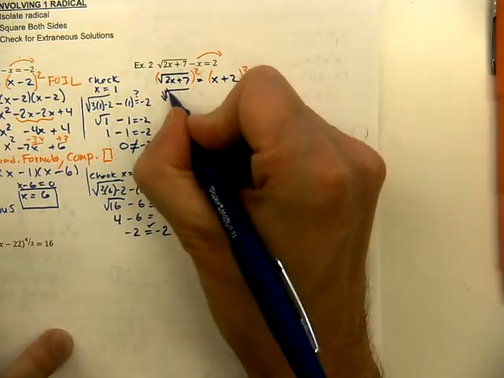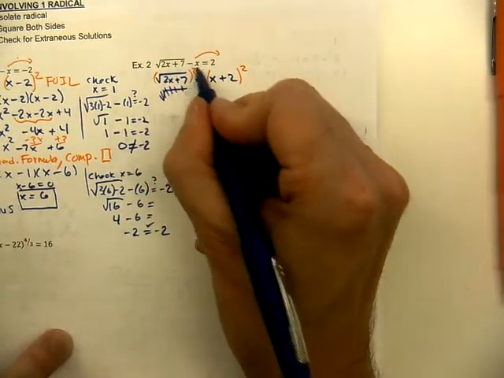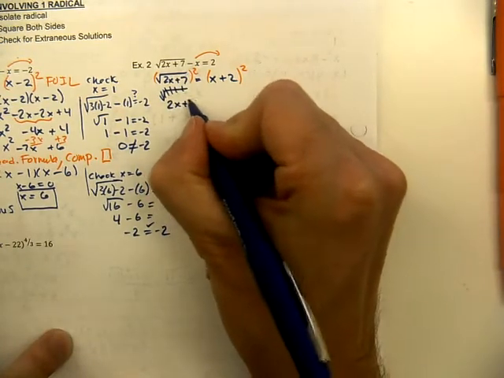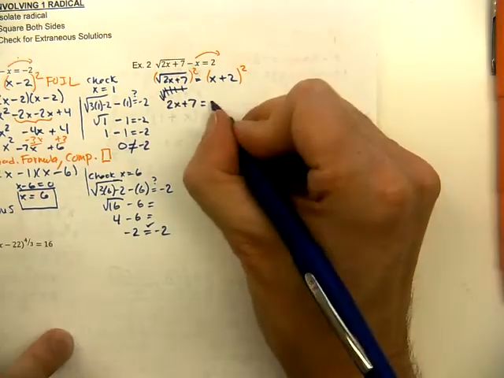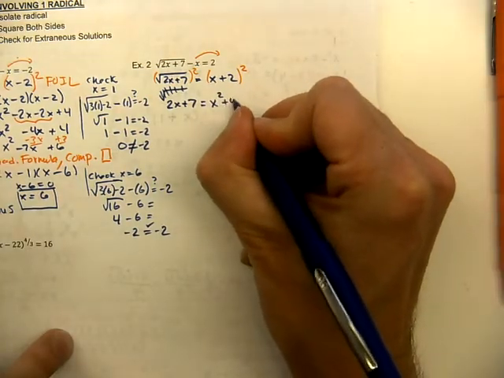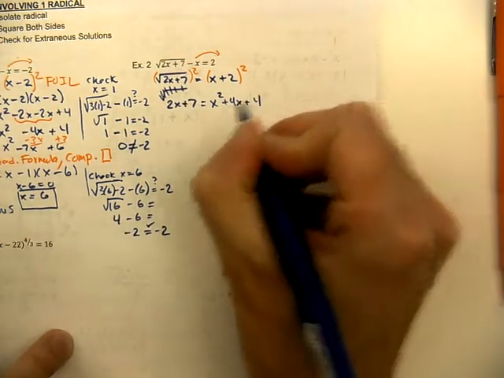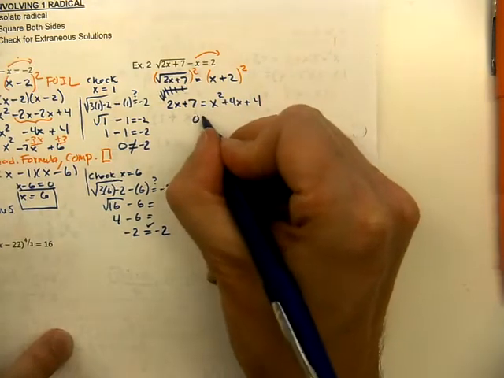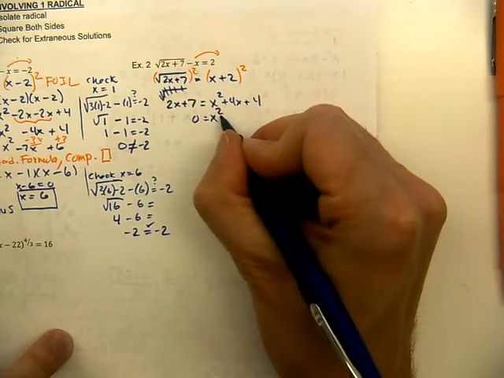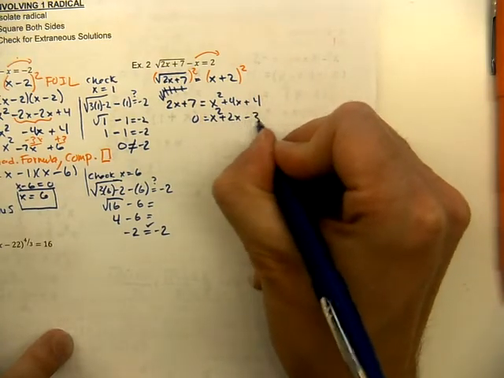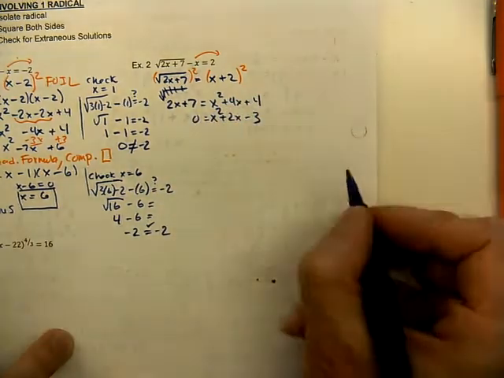So here, let me just cancel that out. On the left-hand side, the square and the square root cancel out, so you have a 2x plus 7. And on the right-hand side, we have to FOIL this out. So x plus 2 times x plus 2 gives us x squared plus 4x plus 4. There's our power of 2, so bring everything to the same side. So we get x squared plus 2x minus 3 as we move those terms to the right-hand side.